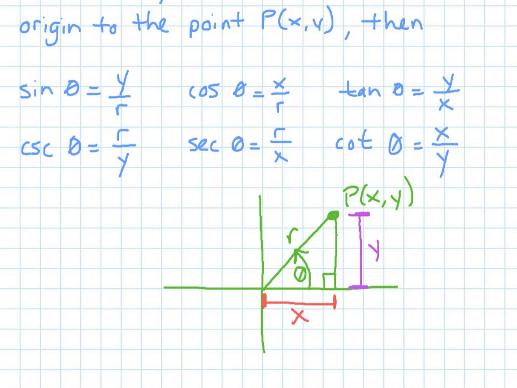Sine of theta is the opposite over hypotenuse. Our opposite in this case is y, and our hypotenuse is r, so that's where they get the ratio of y over r. Cosine is adjacent over hypotenuse. X is adjacent in this case, and r is hypotenuse, so x over r. Tangent is opposite over adjacent, so y is opposite and x is adjacent, so that's how they get y over x. And then cosecant, secant, and cotangent are just the reciprocals of all those.